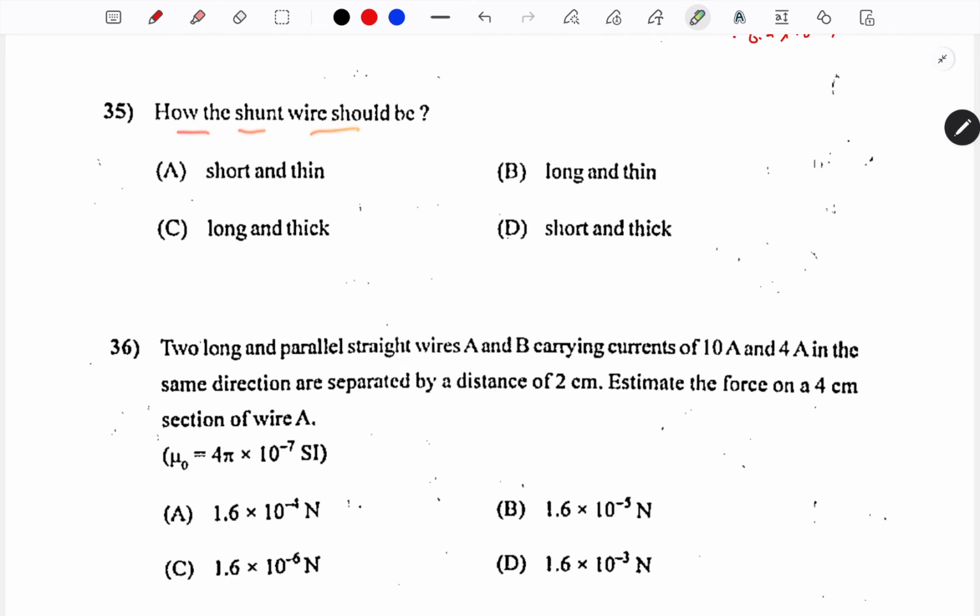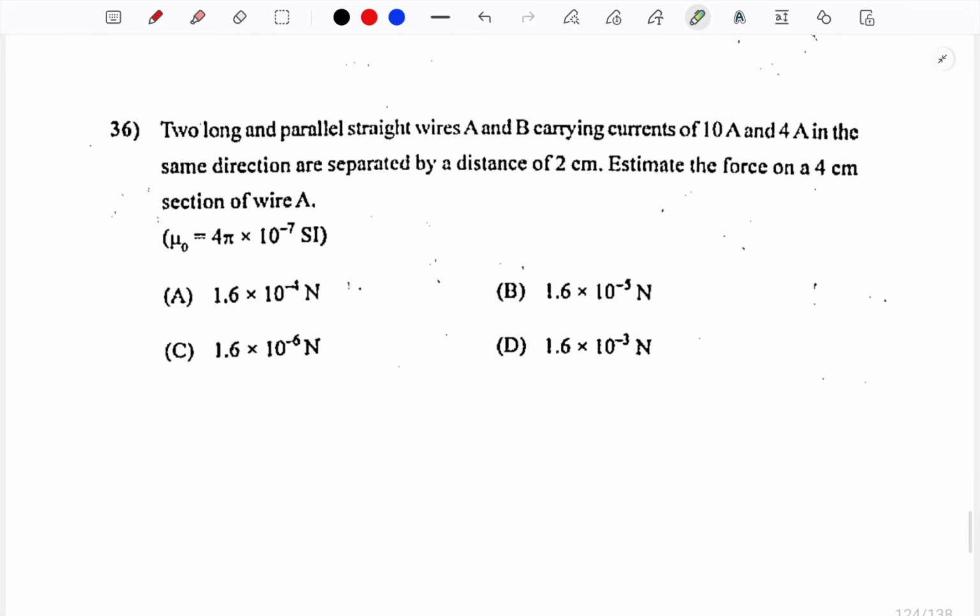How should a shunt wire be? We know that for a shunt wire R is equal to rho L by A, and according to this the wire should be short and thick for the shunt wire, because as the area increases resistance decreases, and the length should be minimum. So the answer is D.